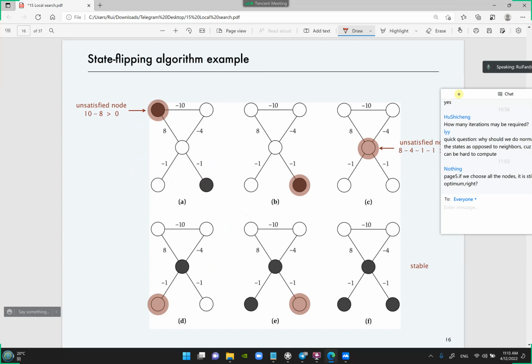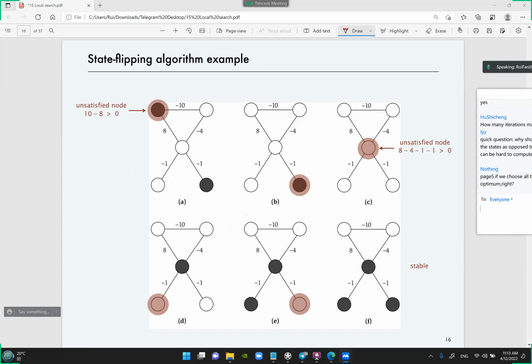Well, before we prove the algorithm terminates, let's first do an example. Suppose you have a network like this, and initially you set the node values arbitrarily. That's going to produce an unsatisfied node over here. For example, here you have a negative weight, so you want these two nodes to have the same color, but they don't, so you lose 10 points over here, and then here you gain 8 points, but altogether this node has negative 2 points. So he's not satisfied.